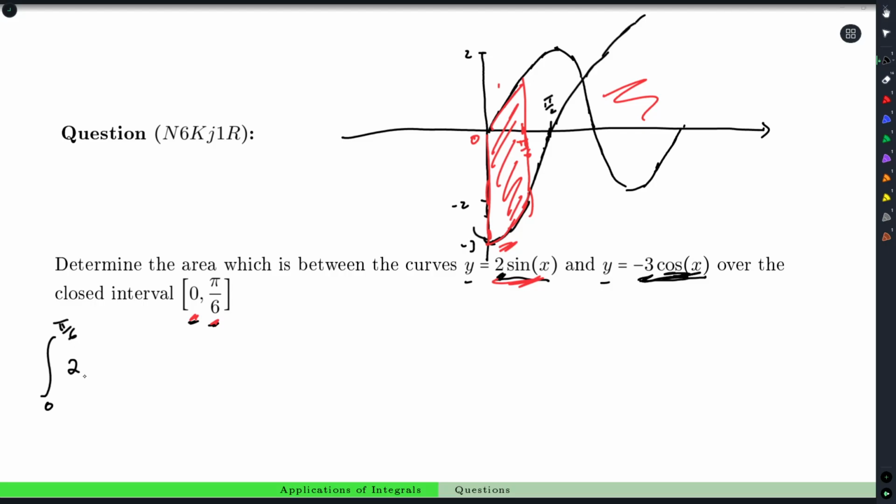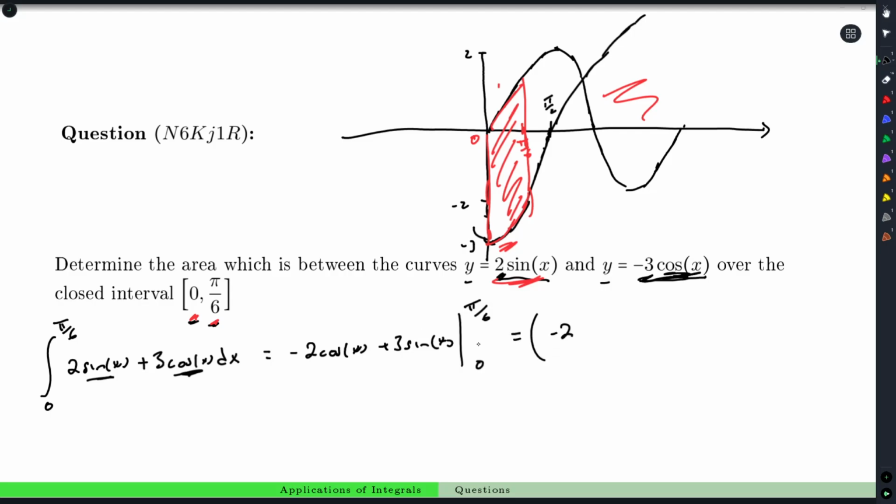So we take the bigger function minus the smaller function, but minus minus 3 is just going to be plus 3, so we'll have plus 3 cos x. And now we need the antiderivative. So the antiderivative of sine is minus cosine, so we'll get minus 2 cosine. The antiderivative of cosine is sine, so we get plus 3 sine. And we plug in pi by 6 and 0, and we know our trig functions and their special values.